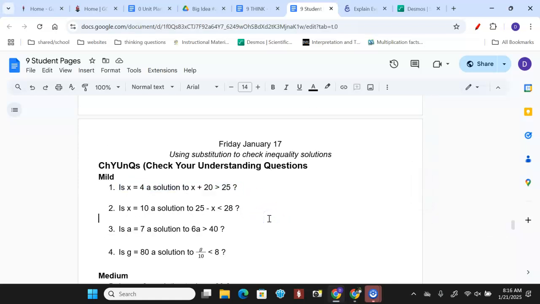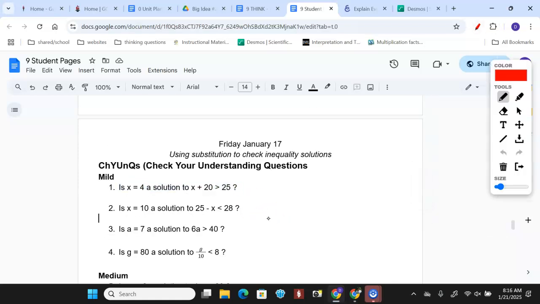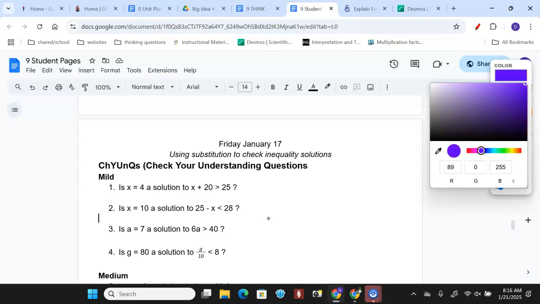Just to be super mega extra clear, if I were to check this one tomorrow, I will not just want to see the word yes or no, because you could look and see yes or no. I'm going to need to see that you actually did it yourself too. So I want to see something like, substituting in your 4, checking and seeing that is 24. Is that greater than 25? No, it's not. So I'm going to want to see a little work to make sure I know you did it. And that'll do it.